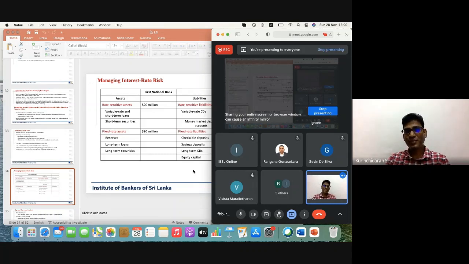That means whether you have a positive gap or negative gap, it doesn't matter. The matter is whether interest rate is going to go up or down. When you have a positive gap, an increasing interest rate scenario is better for the bank. But a decreasing interest rate scenario is worse. But when you have a negative gap, an increasing scenario is worse.